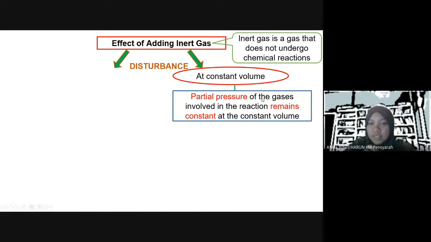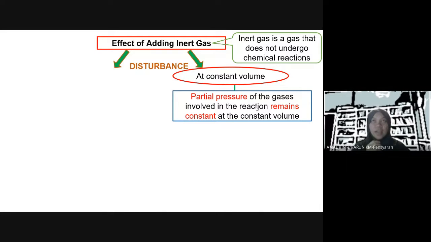Partial pressure of gases involved in the reaction remains constant at constant volume. Kita dah belajar dalam chapter 5, setiap gas menghasilkan pressure yang tersendiri. Pressure exerted by the gas, we call it as partial pressure. No matter whatever comes into the system, the partial pressure remains unchanged.